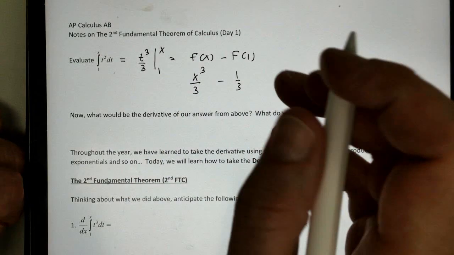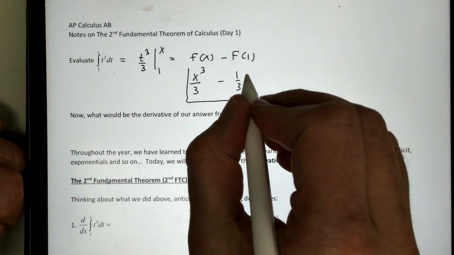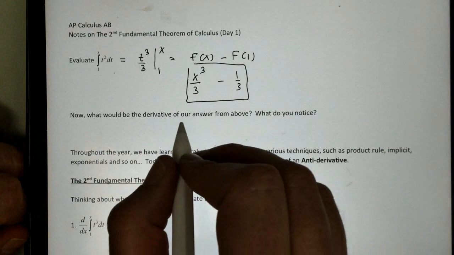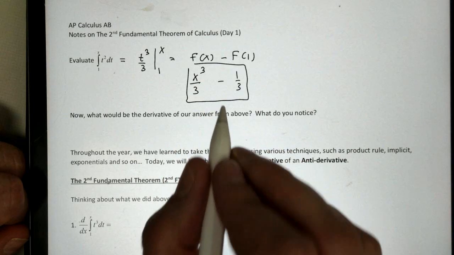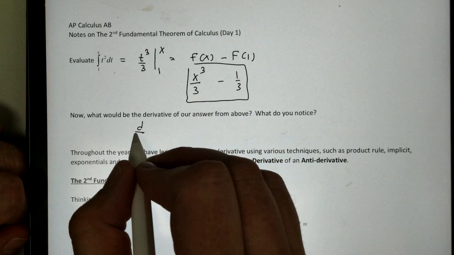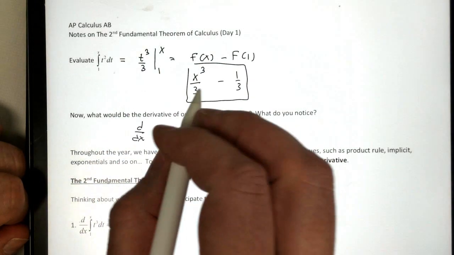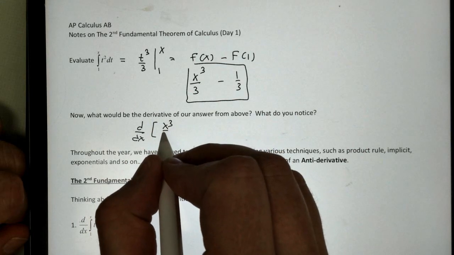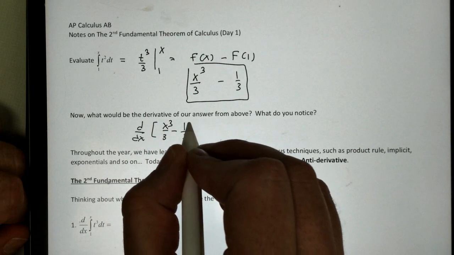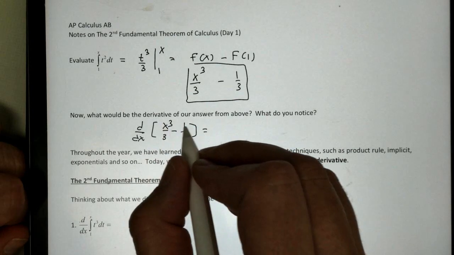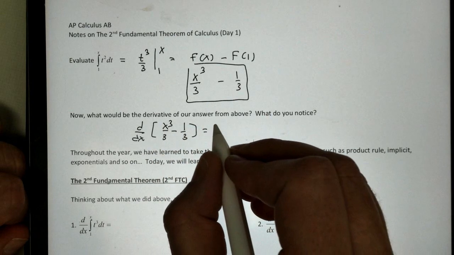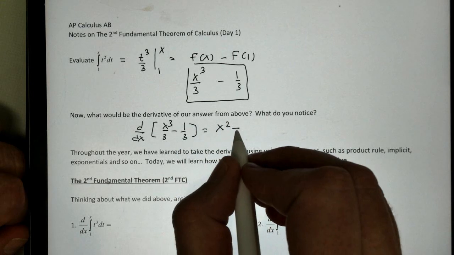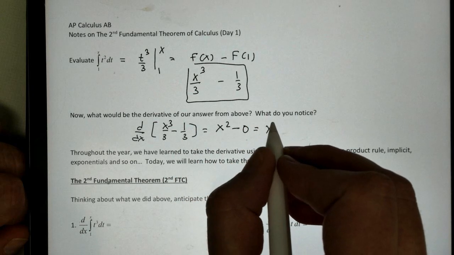And there's our antiderivative. There's our FTC, and so this is going to be like a little area problem right here. So today we want to say, well, what would be the derivative of the answer above? So if we take the derivative of this now with respect to x, notice we're changing our variable from t to x. So I want to take the derivative with respect to x. And I'm going to rewrite my answer here. If we take the derivative with respect to x, it's x cubed over 3. That's just going to give us x squared minus, and of course that's a constant, we get 0. And therefore, if you notice, we get x squared.